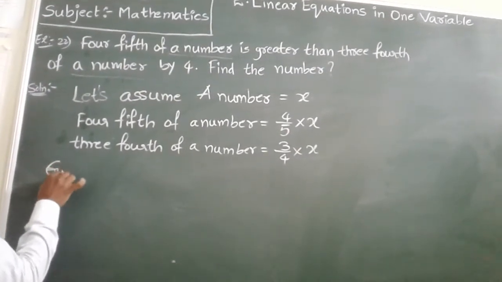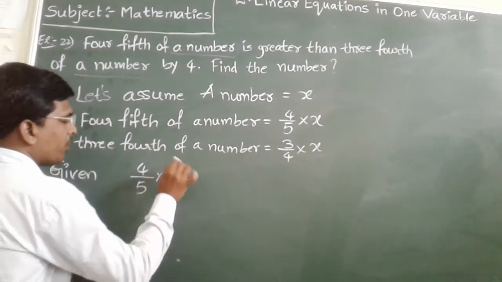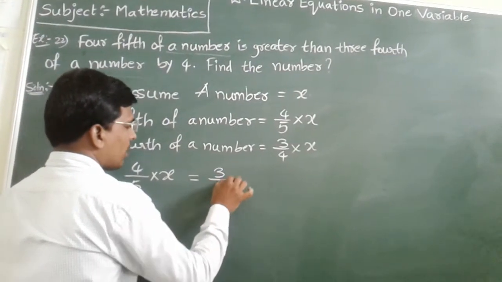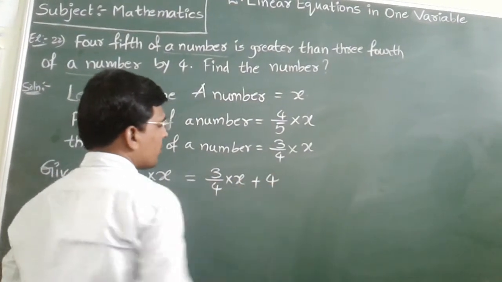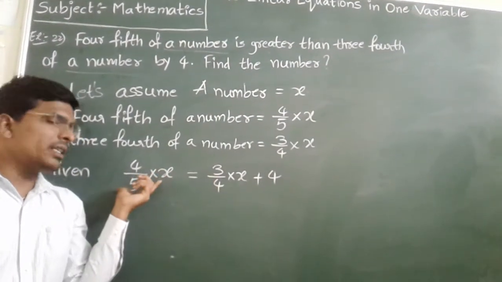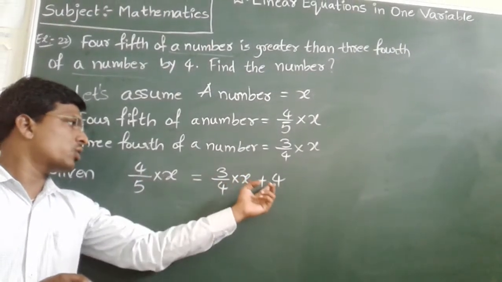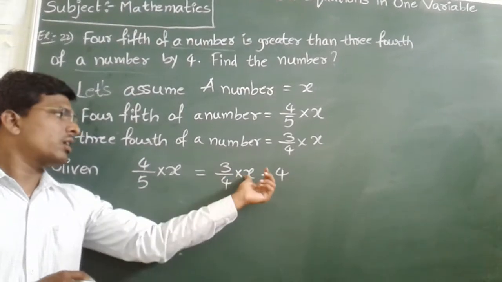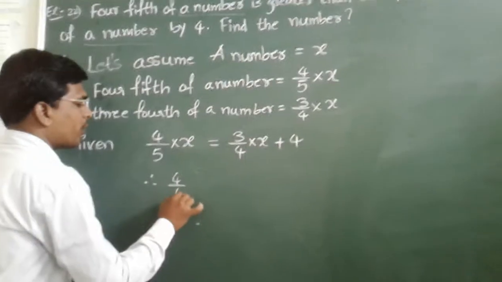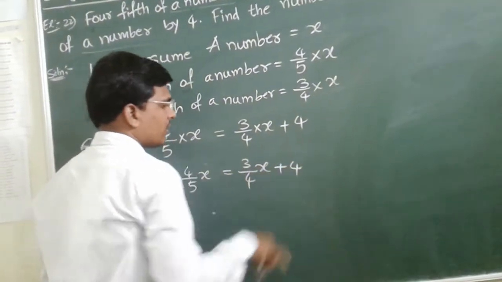So the given condition is: 4/5 of a number is greater than 3/4 of a number by how much? 4. So when I am equating these two, since this number is more, number 4 is extra. That's why I am adding this 4 to the other number, 3/4 of the number. Now simplify it: 4/5x is equal to 3/4x plus 4.